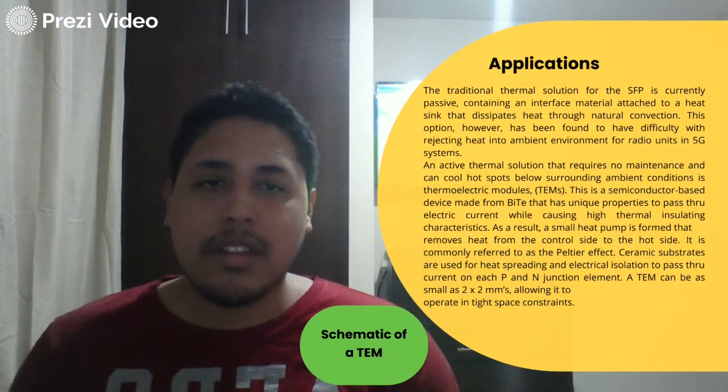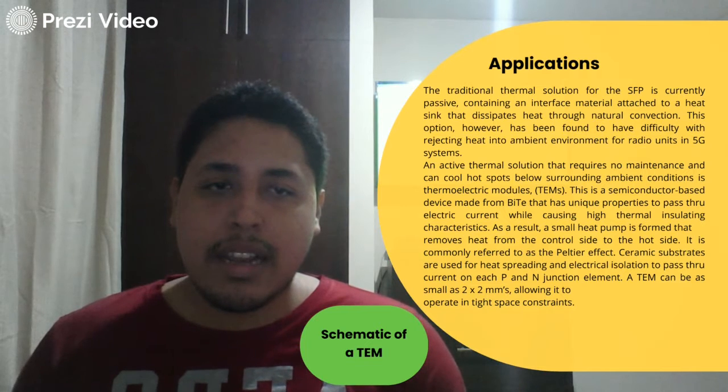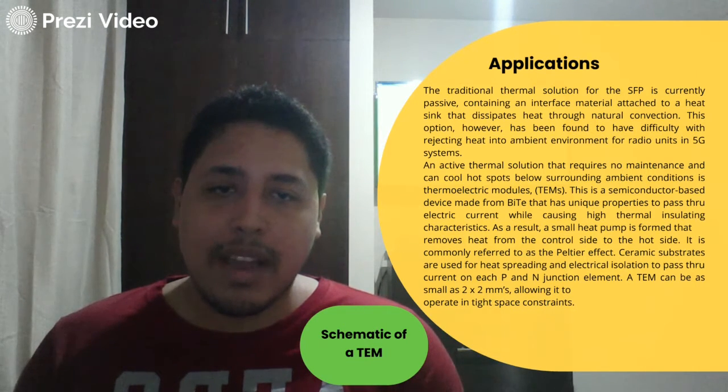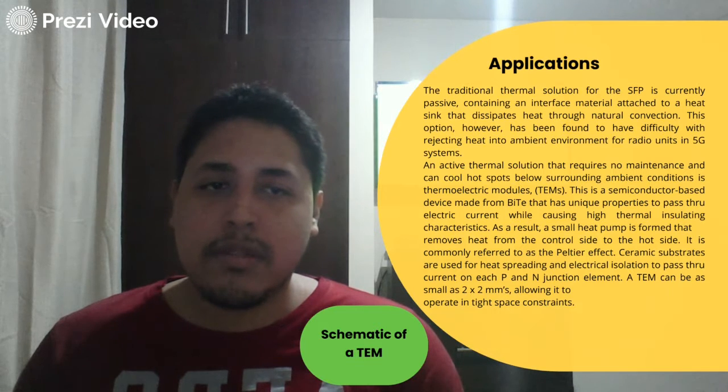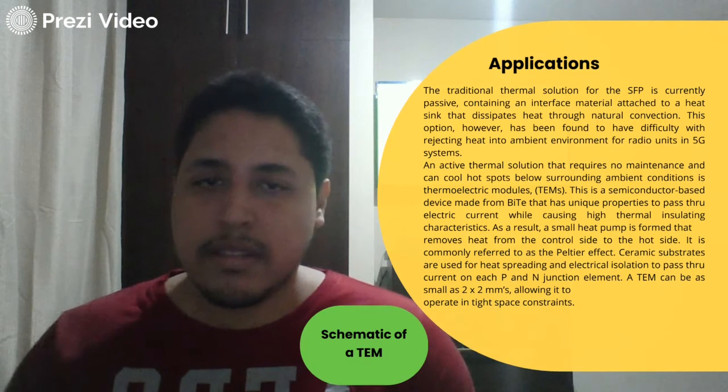Application: the traditional thermal solution for the SFP is currently passive, containing an interface material attached to a heat sink that dissipates heat through natural convection. This option, however, has been found to have difficulty with rejecting heat into the ambient environment for radio units in 5G systems.